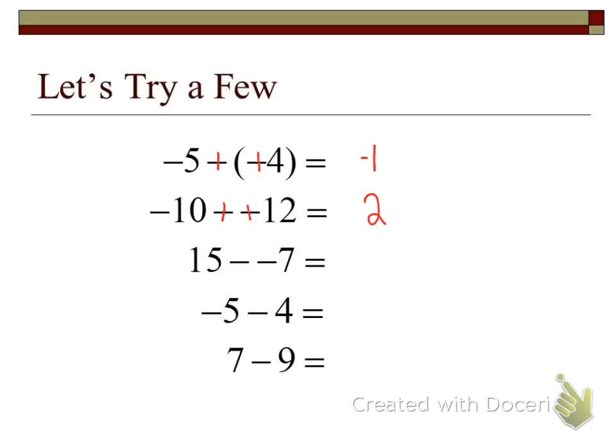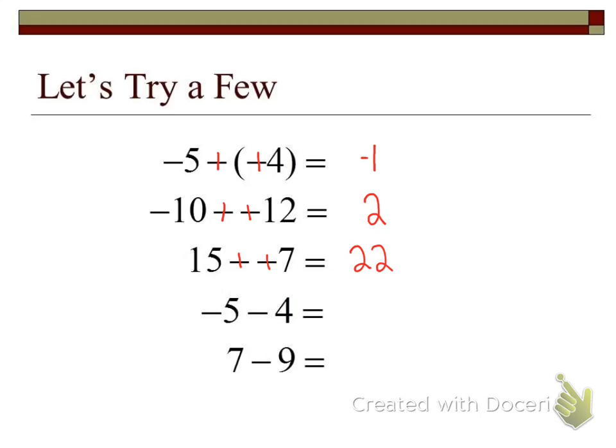Now I've got 15 minus negative 7. Hopefully this is sticking out to you, and you're thinking to yourself, I need to change that. And now I have 15 plus 7. 15 plus 7 is 22. Both my signs are positive, so my answer will remain positive.